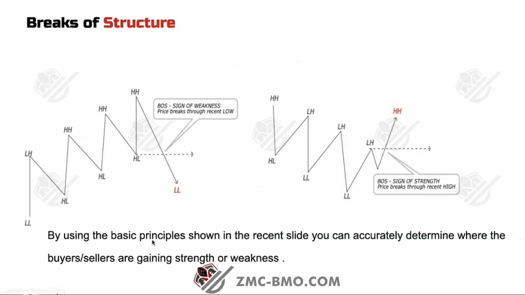By using basic principles shown in the recent slides of the basic market movements, you can accurately determine where the buyers and sellers are gaining strength or weakness within the market. So as we can see here, price is printing a series of higher highs and higher lows, referred to as an uptrend.